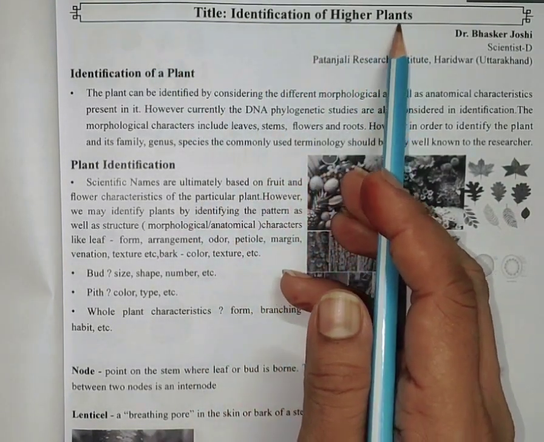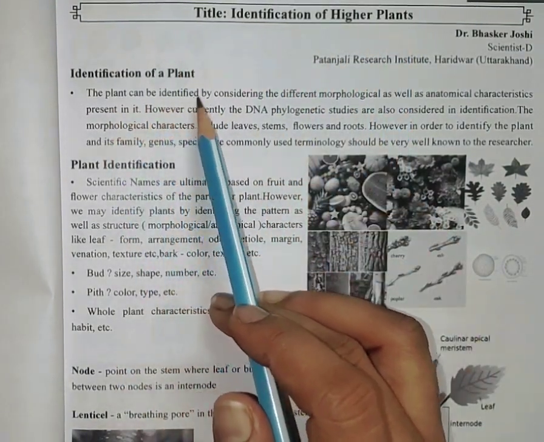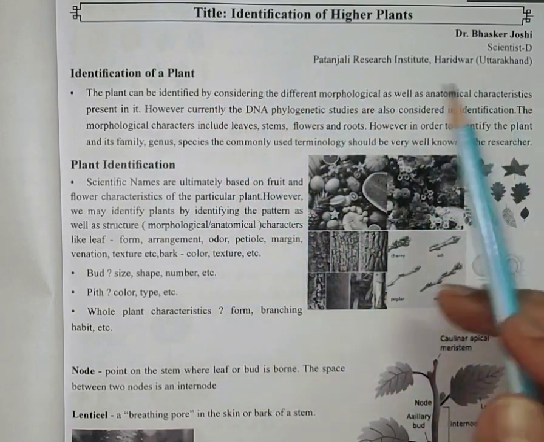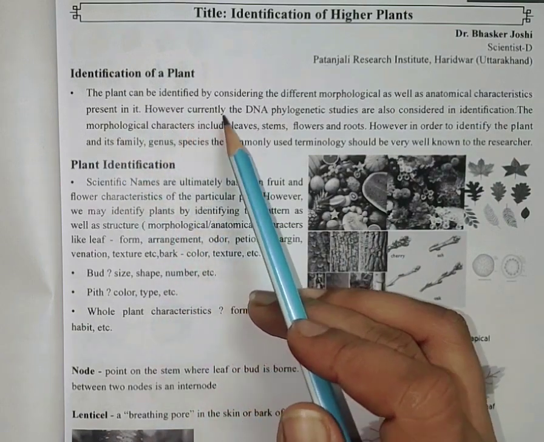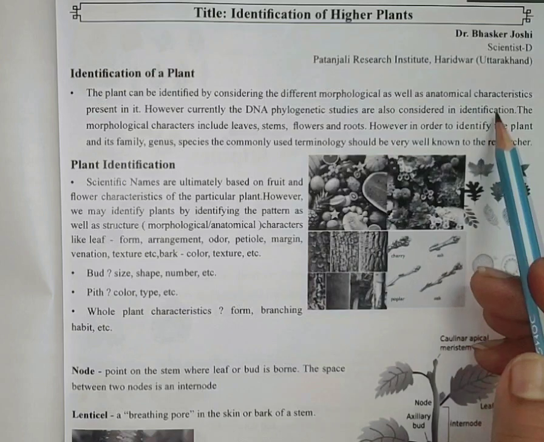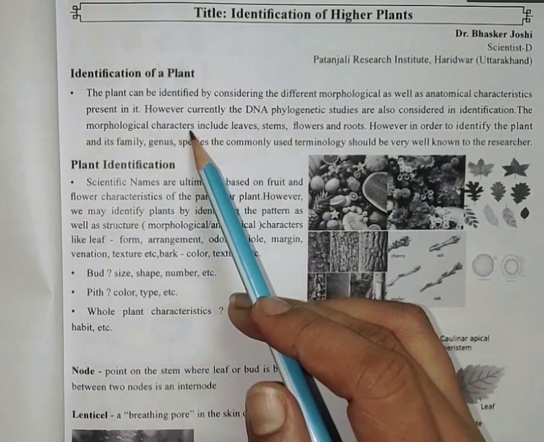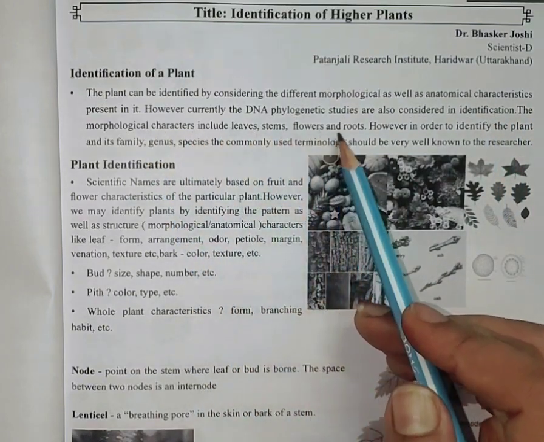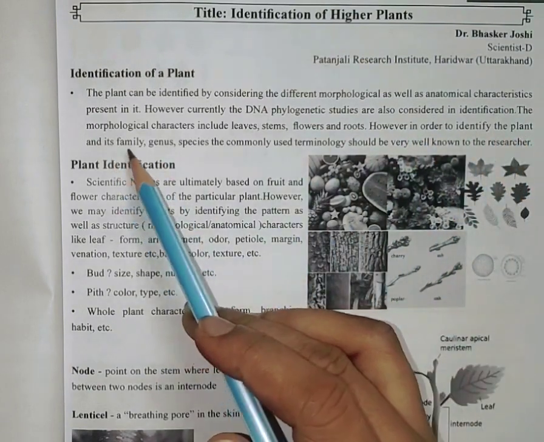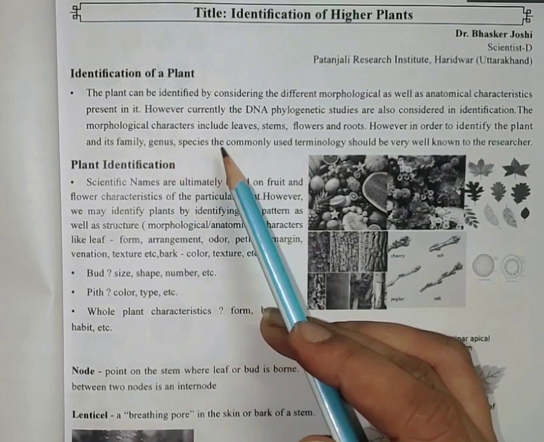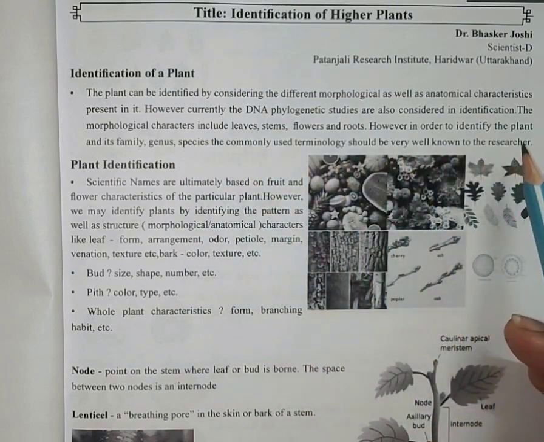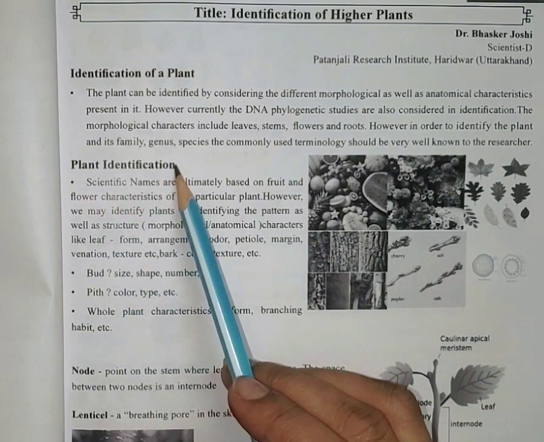Identification of higher plants. The plant can be identified by considering the different morphological as well as anatomical characteristics present in it. However, currently, DNA phylogenetic studies are also considered in identification. The morphological characters include leaves, stems, flowers, and roots. However, in order to identify the plant and its family, genus, species, the commonly used terminology should be very well known to the researcher.